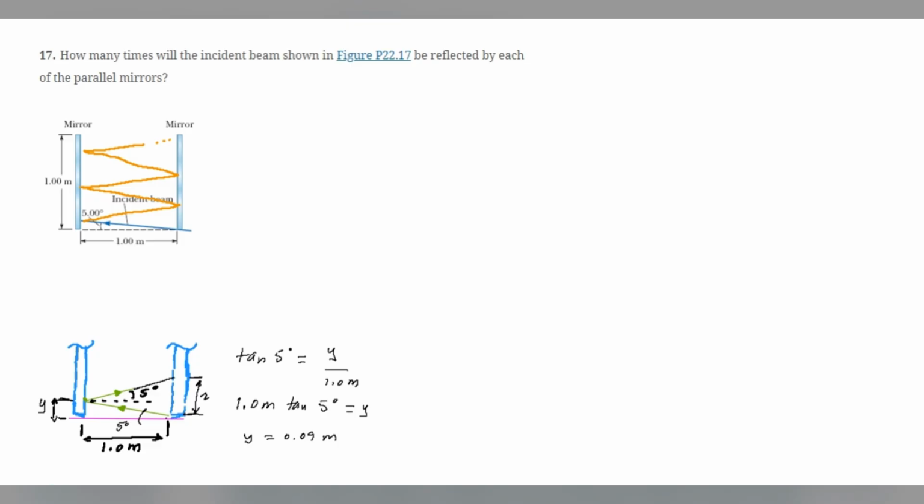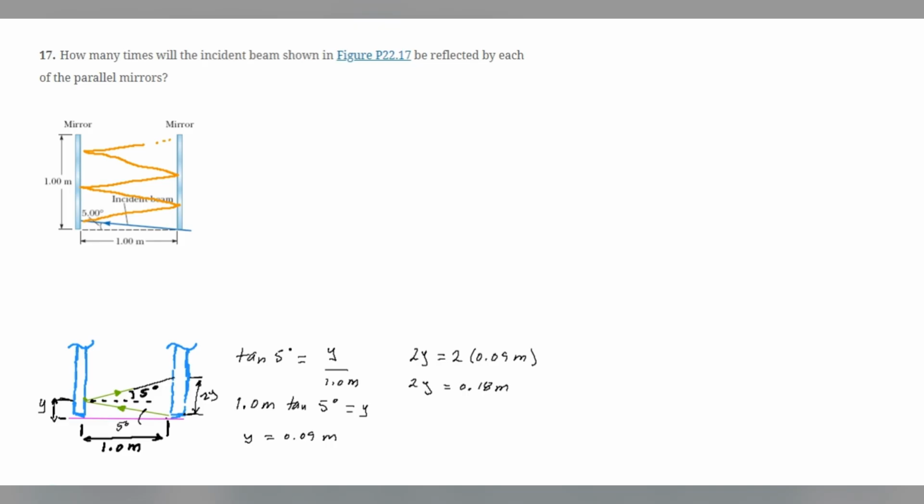So I can calculate 2y, and 2y will be 2 times 0.09 meters. So 2y will be 0.18 meters.